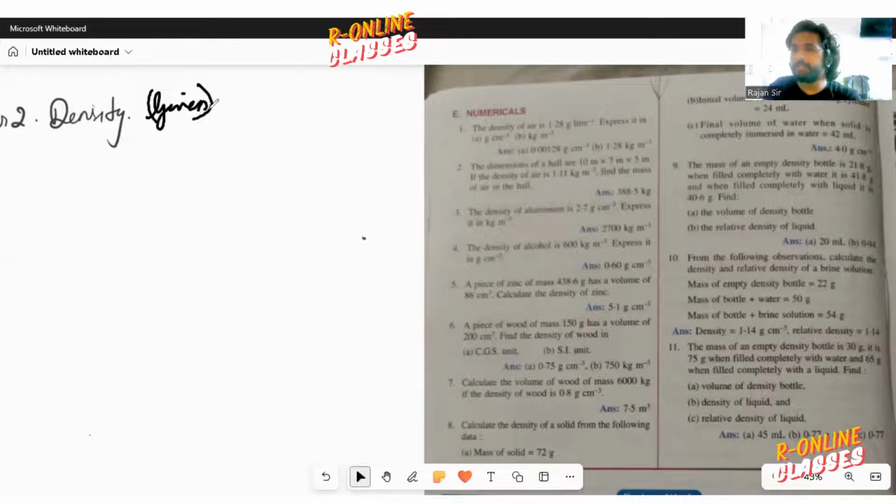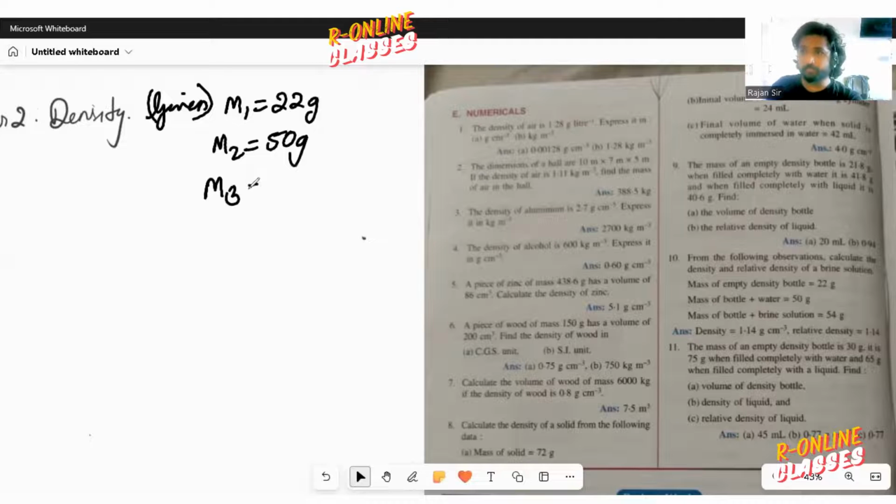Okay, so we have M1. The mass of the empty bottle is taken as M1. The bottle plus water is taken as M2, 50 gram. And the mass of the bottle plus brine solution, basically we'll take the brine solution as the liquid, is M3. So we got 54 gram. Okay, easy. So now the solution.